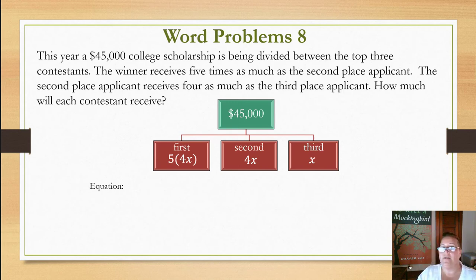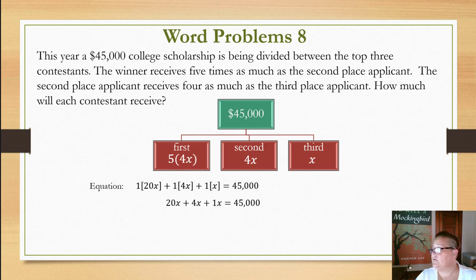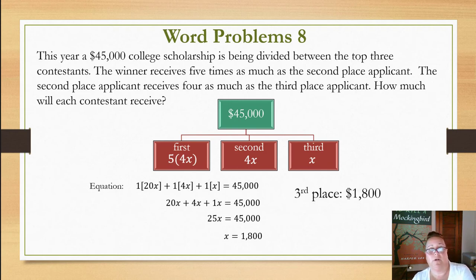So I have 20X plus 4X plus X is 45,000. If I put those together, I will have 25X is 45,000. Dividing both sides out by 25, the coefficient of X, I have that X is worth $1,800. Now, what does this mean? This means that your third place winner will get $1,800.